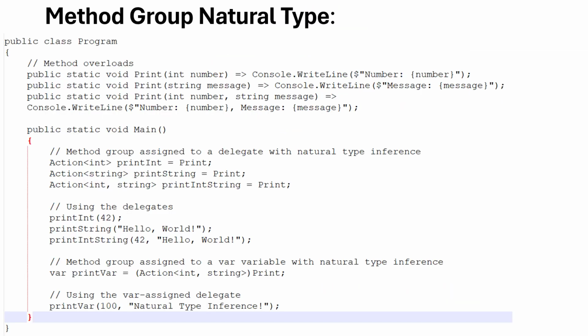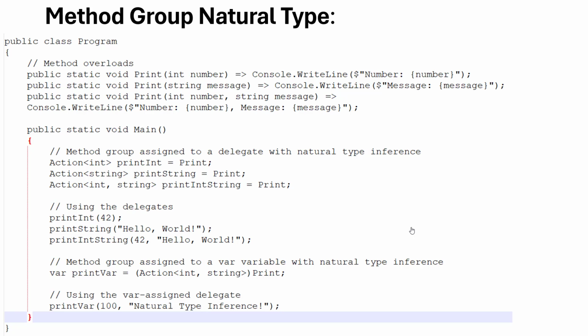And the next, and important, is method group natural type. Method group natural type helps resolve overloads more efficiently. So here you can see that we have an overloaded print method. By pruning candidate methods based on their scope, this makes it easier to work with method groups, especially when assigning them to delegates or variables. Okay, so let's elaborate this example first.